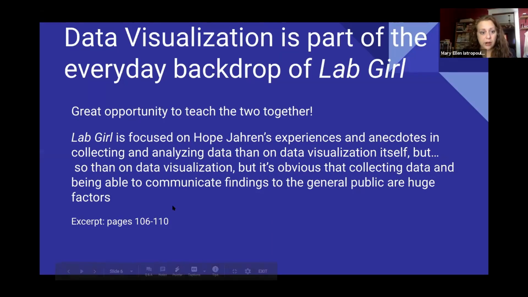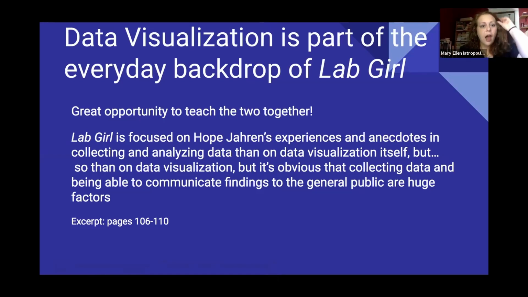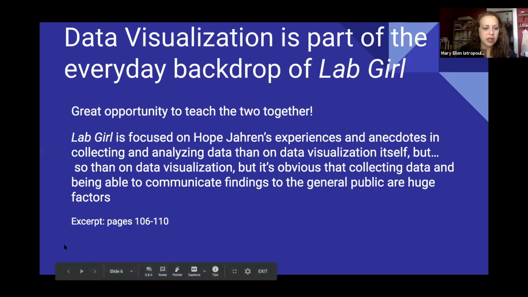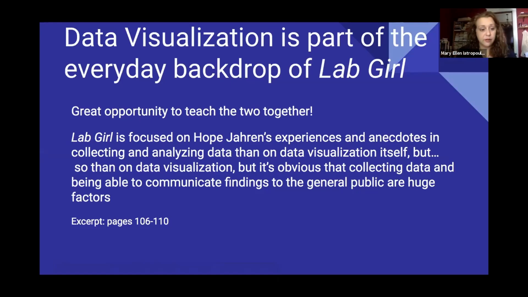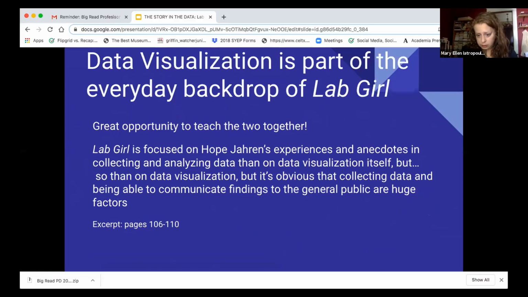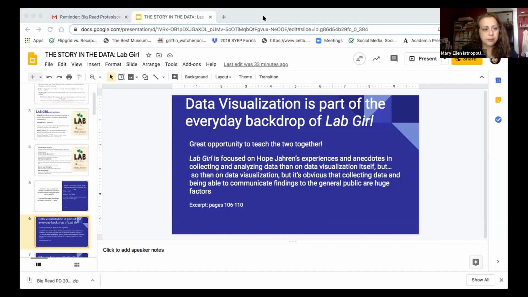So this is the part where if you have a book, I'd love for you to turn to page 106. And if you do not, we have a PDF. Data visualization, or the act of visually communicating what data is saying, or the story behind the data, the meanings behind the data, is something that Hope Jahren does a lot, but she doesn't necessarily use that word to describe it. And I want to show you the ways that she helps the reader visualize data without having infographics inside of the book. So we are going to quickly go to an excerpt.